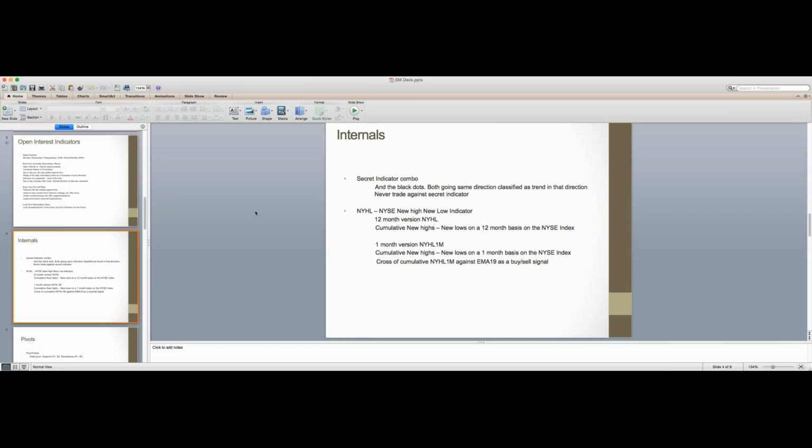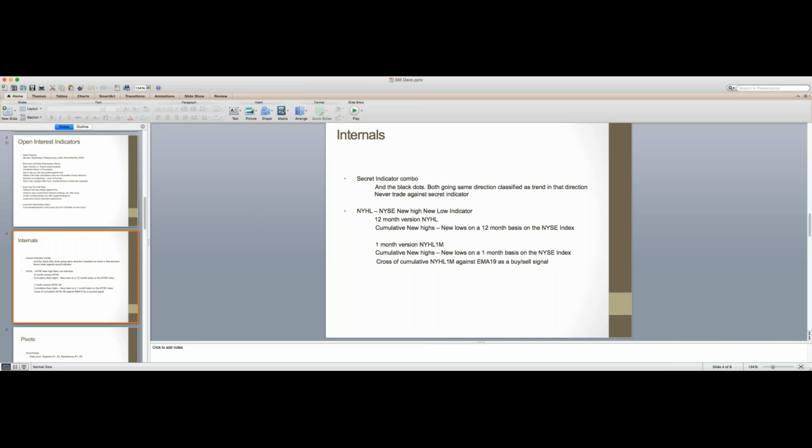This is the internals. So when we say internals, we're mainly talking about market breadth. Market breadth means advancers, decliners, new highs, new lows. So basically what the market is doing under the surface. Instead of looking at just the index, we look at what the components are doing. So there are two things that we mainly look at over here: the secret indicator and the NYHL, the NYSE new high, new low indicator.